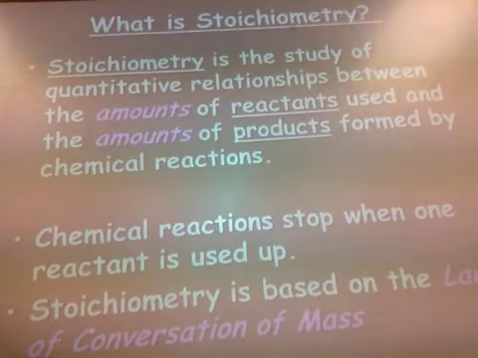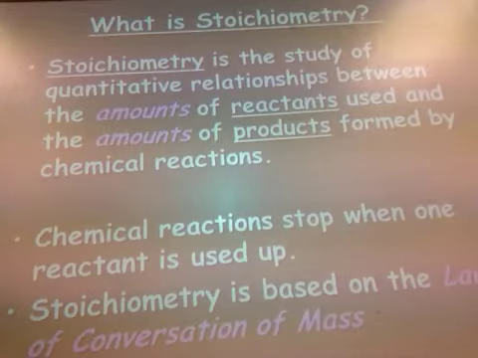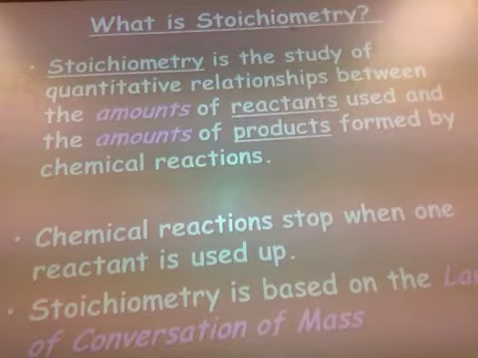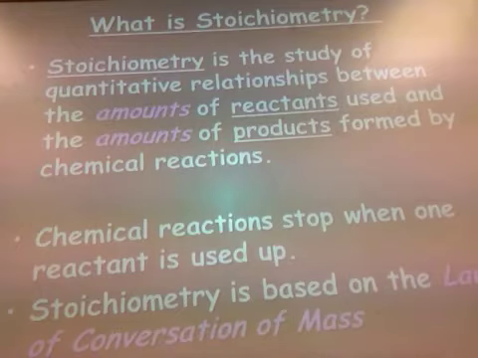Stoichiometry is also based on the law of conservation of mass. And what is that law? What does that law mean? Law of conservation of mass means that the mass of the reactants will be equal to the mass of the products. So it's kind of like that law of conservation of matter. I can't create or destroy matter.